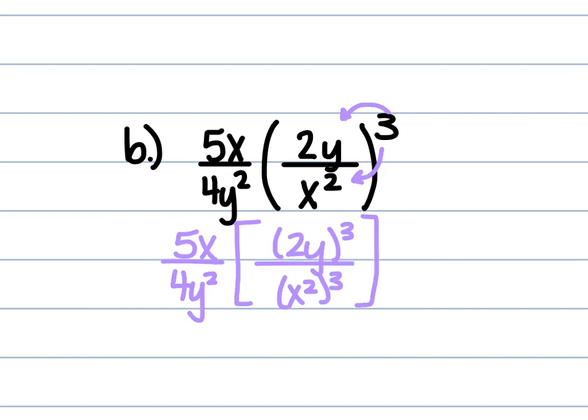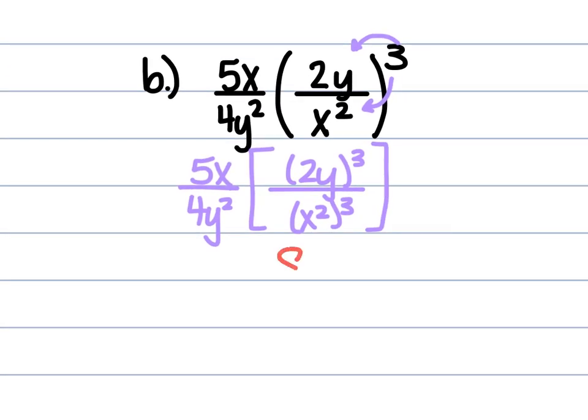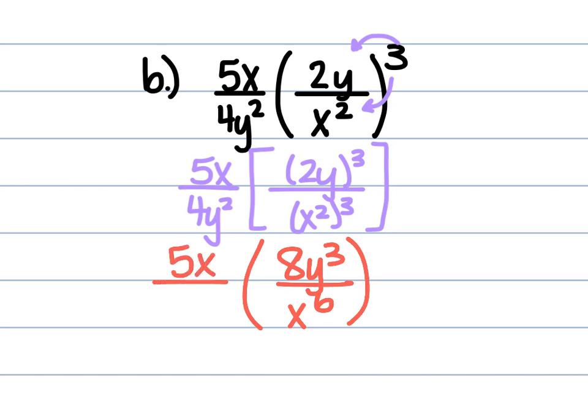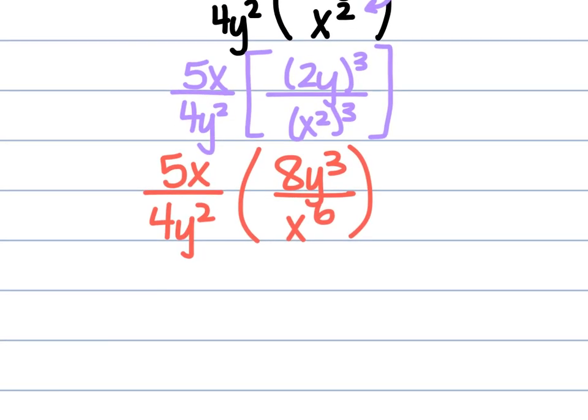So the 2y cubed is saying 2y times 2y times 2y. So this is going to be 8y cubed over x squared raised to the 3rd power, which is going to be x to the 6th power. Remember, we multiply those two. And we're going to multiply that by the 5x over 4y squared. So 5x times 8y cubed is going to give us 40xy cubed. And then the 4y squared times x to the 6 is going to be 4x to the 6y squared.